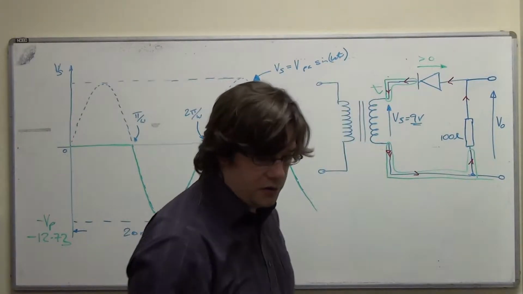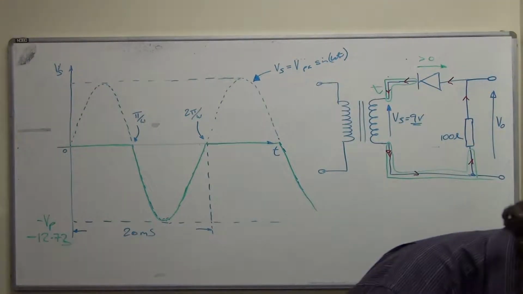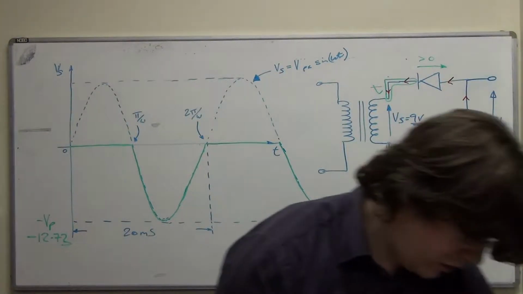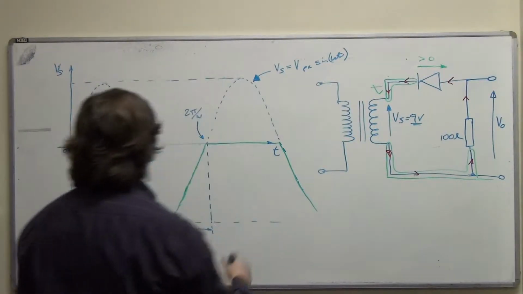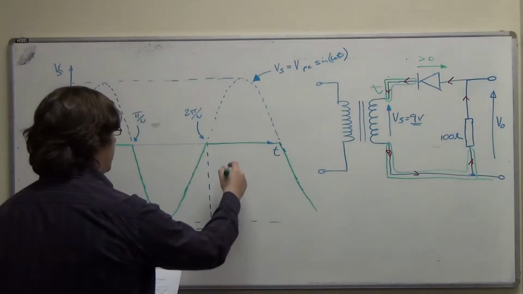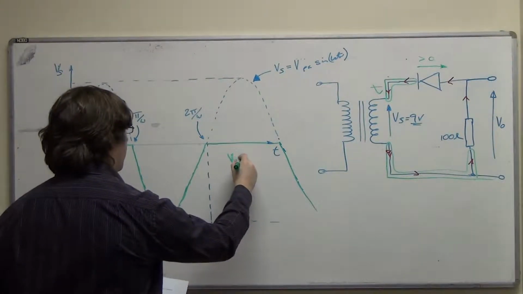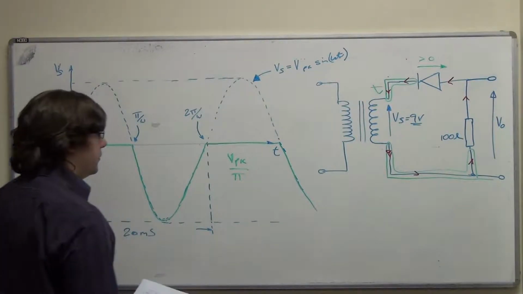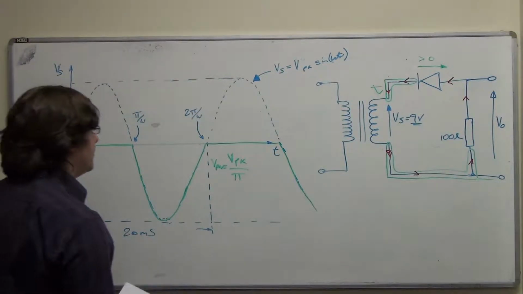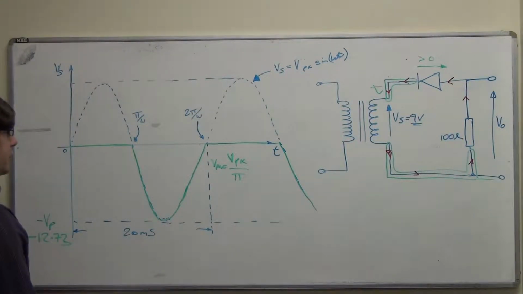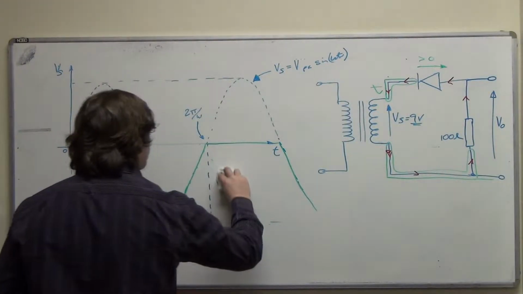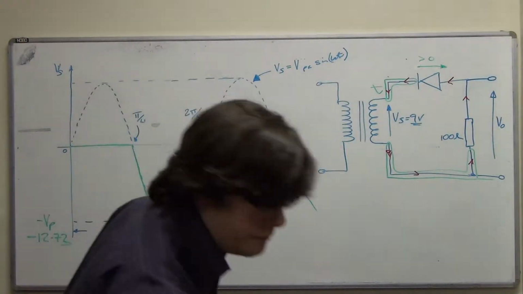So the next thing that we're asked to do is find the average value of VO. Now, you can either remember that the average value of this particular shape is V peak over pi, if you prefer. That's fine. It's not really satisfactory though. It would be much better if you could derive it. So we'll do that now.